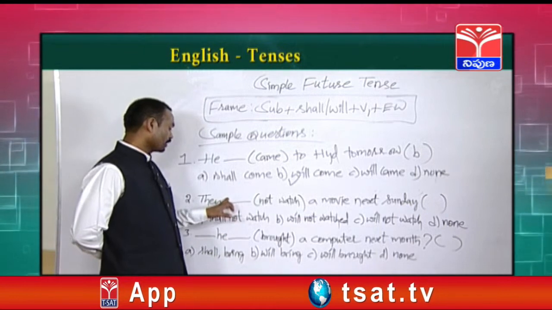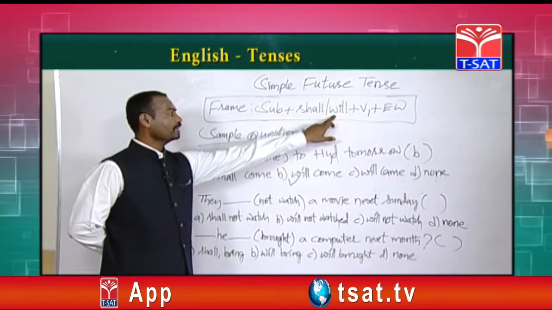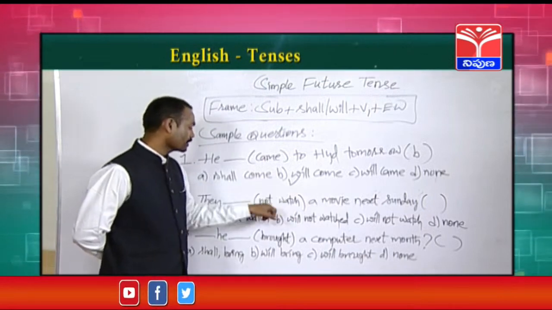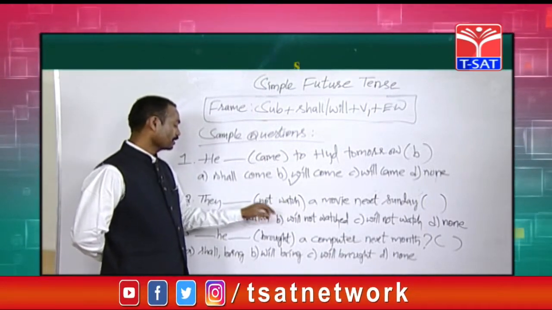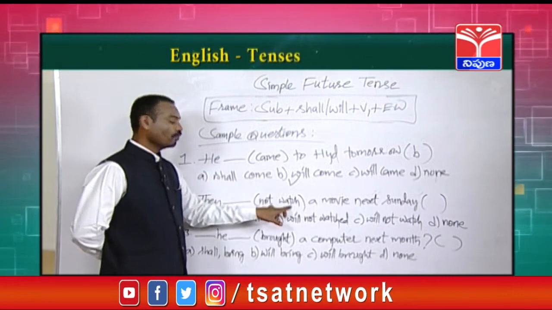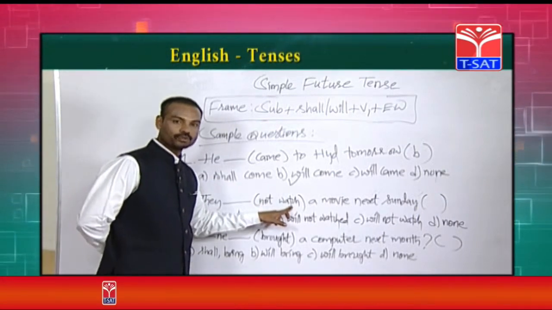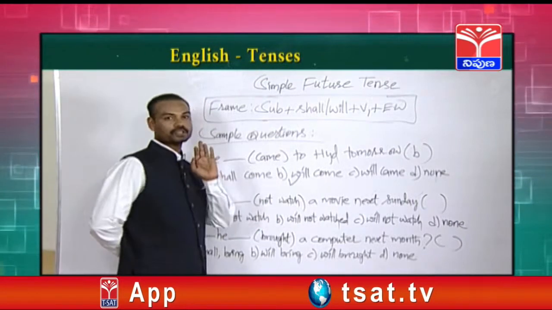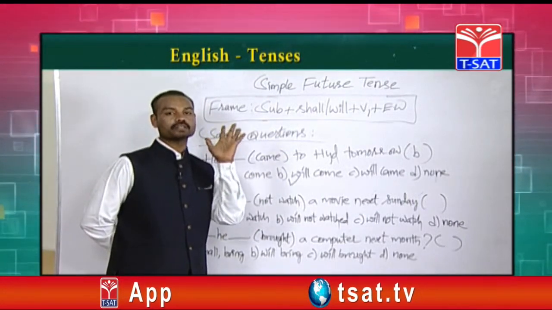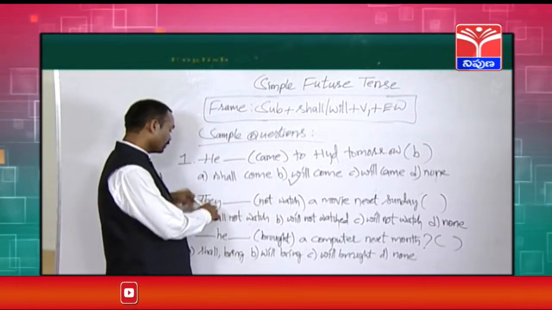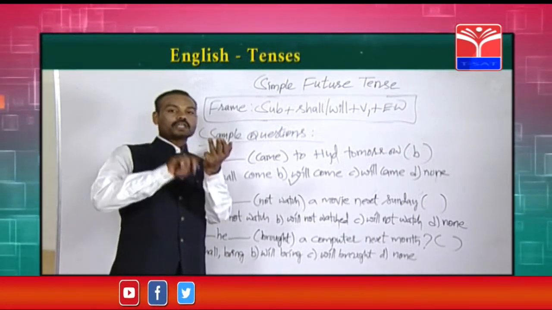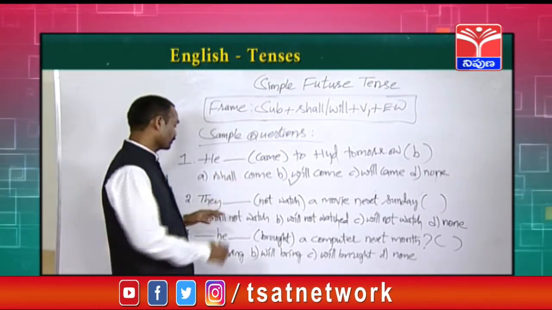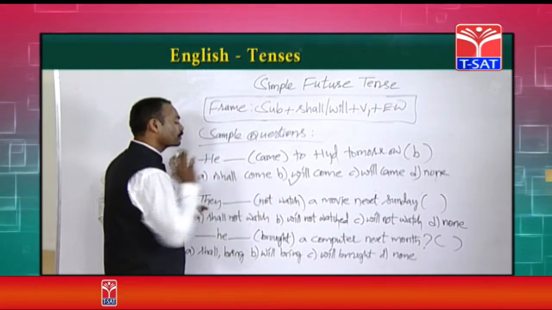So after they, which one should be taken, shall or will? Will should be taken. It is a negative sentence, so we should add not. Okay, will not. Watch, yes, it is right. In simple future we can use the first form of the verb. So "will not watch" is the right answer. For example, in the place of they, if they give I or we, "shall not watch" is the right answer. So here, will not watch.